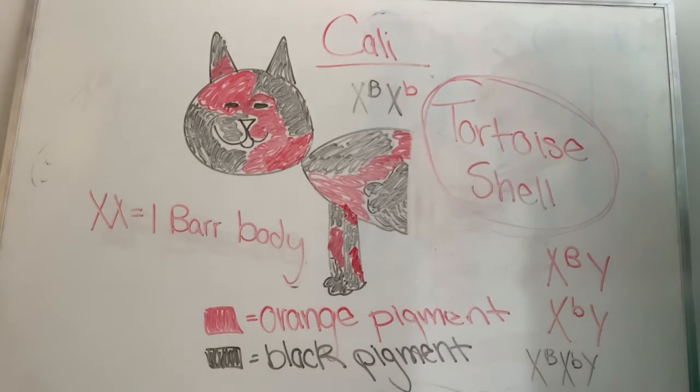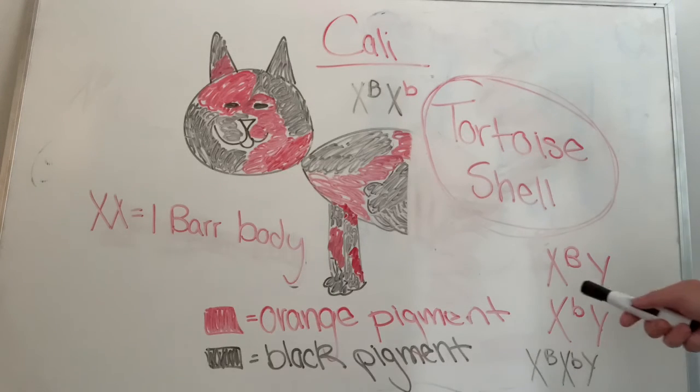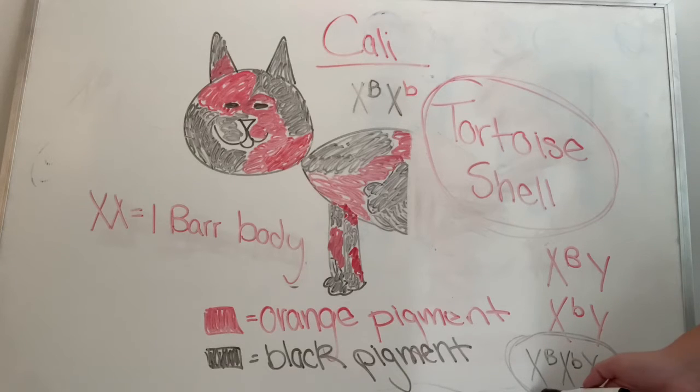You might have been wondering why I've only been referring to Callie as a girl and why her example was a female. That is because typically males do not have an inactivated Barr body to give up. They're typically XY, meaning that if they have X big B, they would be a black cat. If they were X little b, they would be an orange cat. There is one case where a male cat could have this tortoiseshell coloring, and that is if they had Klinefelter syndrome, where they have two X's and a Y, meaning one X could have a big B, one X could have a little b, and they could have this tortoiseshell coloring.